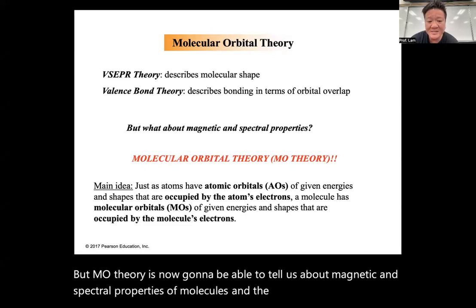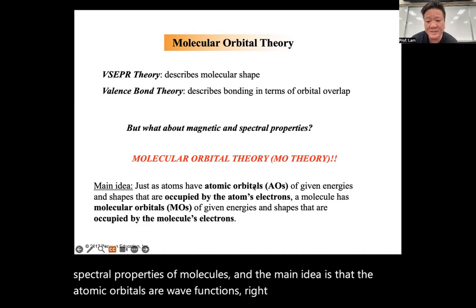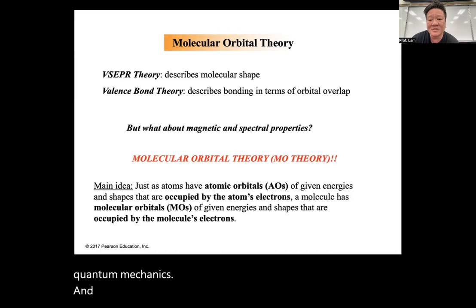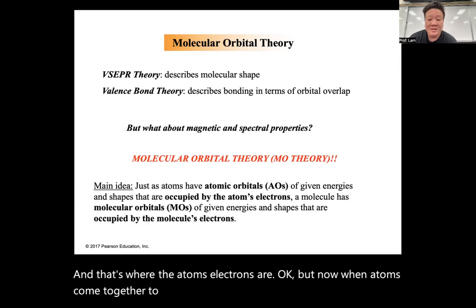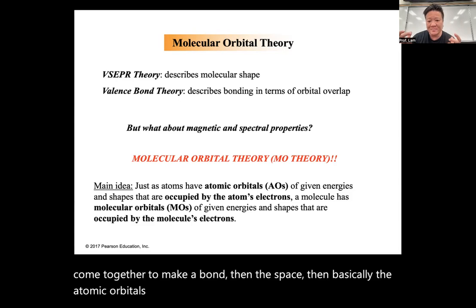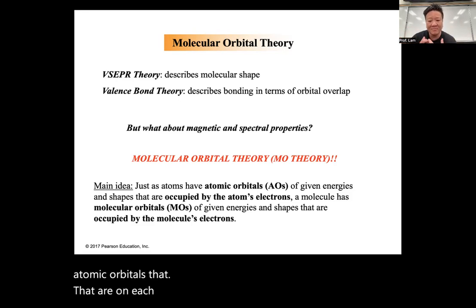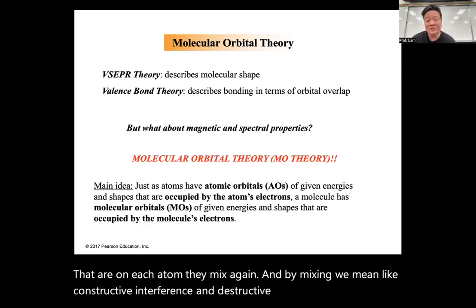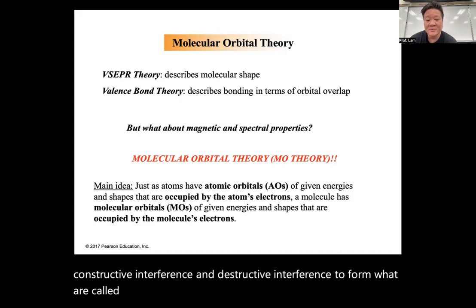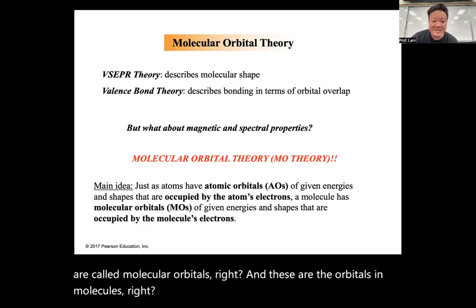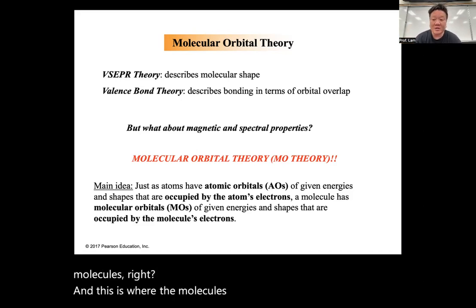And the main idea is that the atomic orbitals are wave functions, as we know from quantum mechanics. And that's where the atom's electrons are. But now when atoms come together to make a bond, the atomic orbitals on each atom mix again. And by mixing, we mean constructive interference and destructive interference to form what are called molecular orbitals. And these are the orbitals in molecules, and this is where the molecule's electrons are going to be.